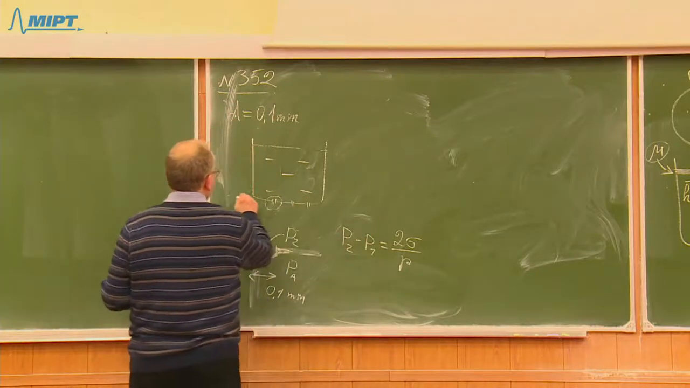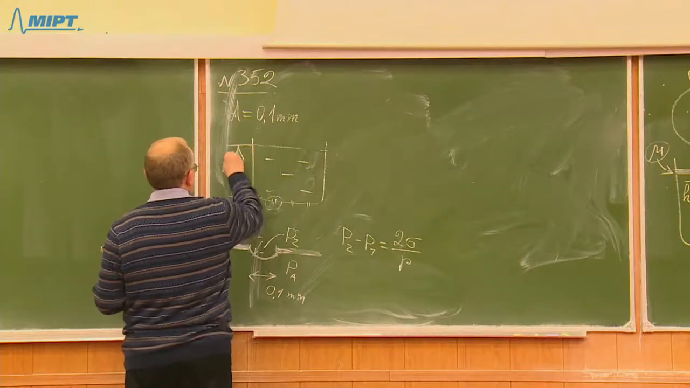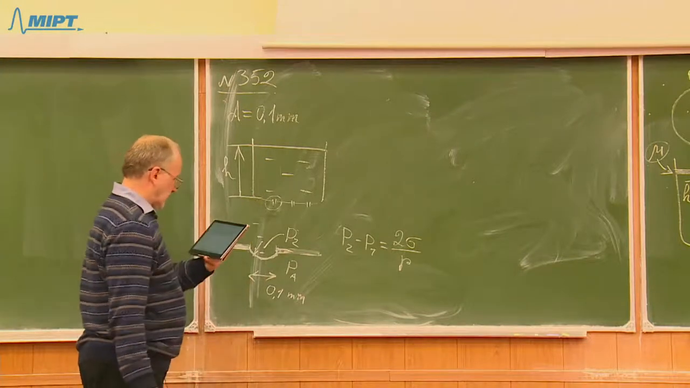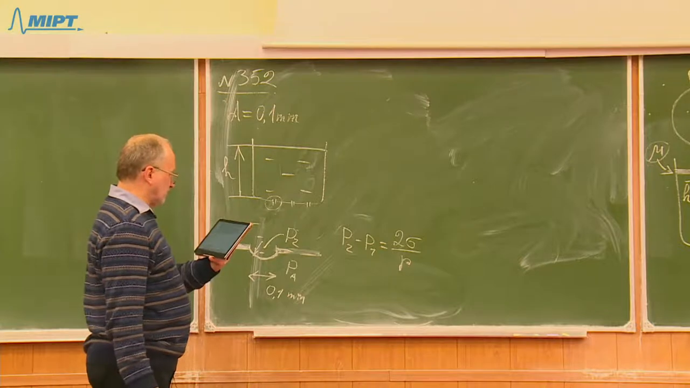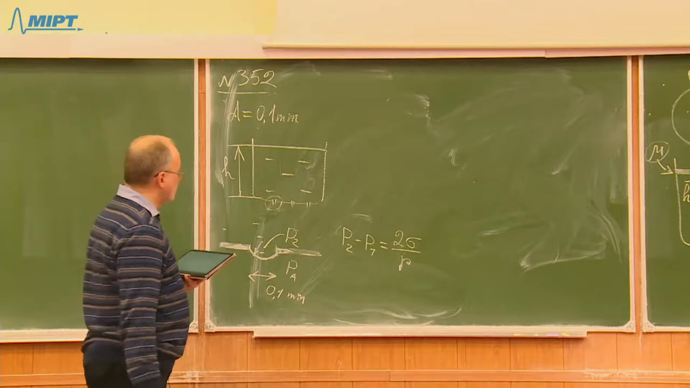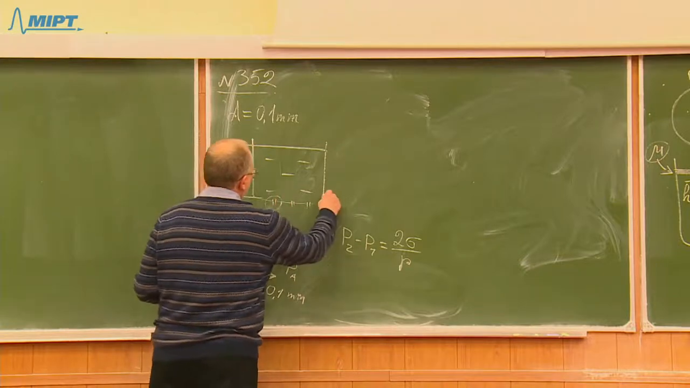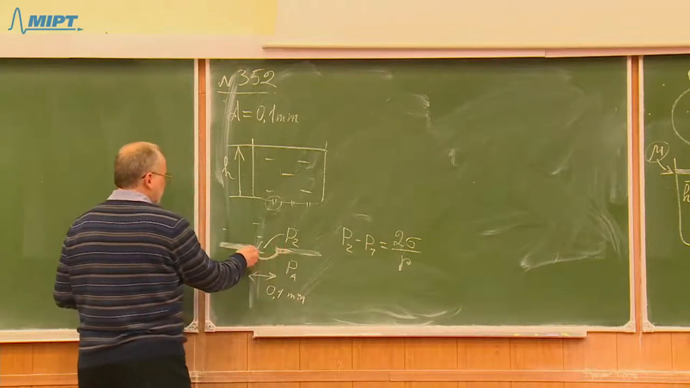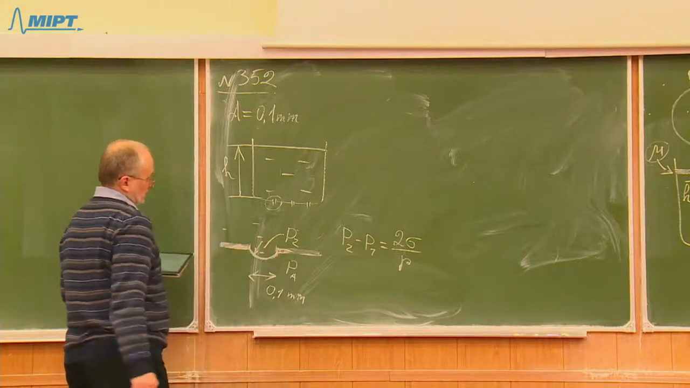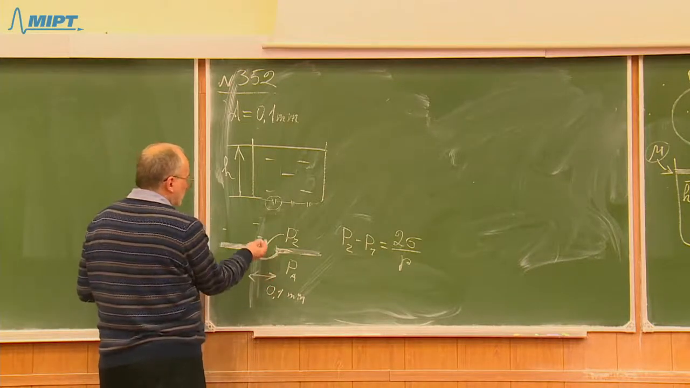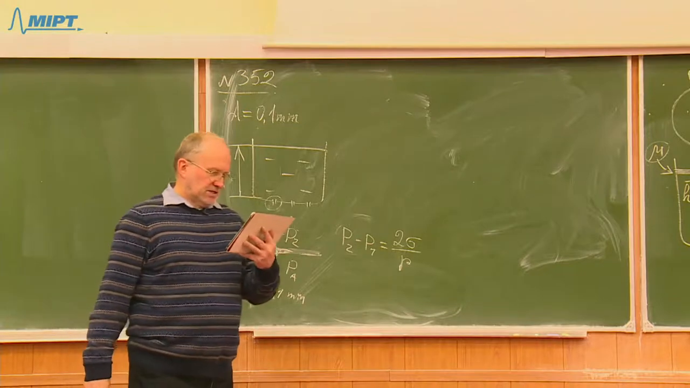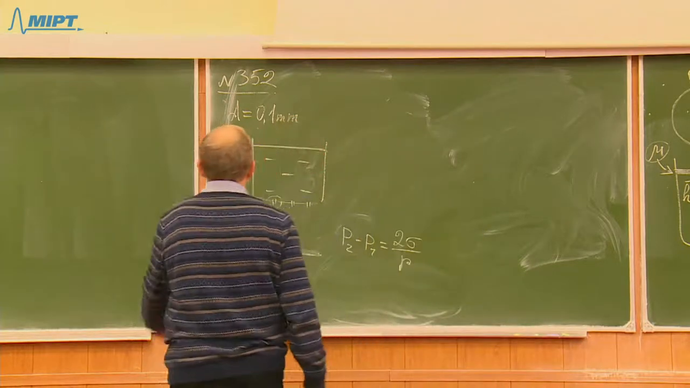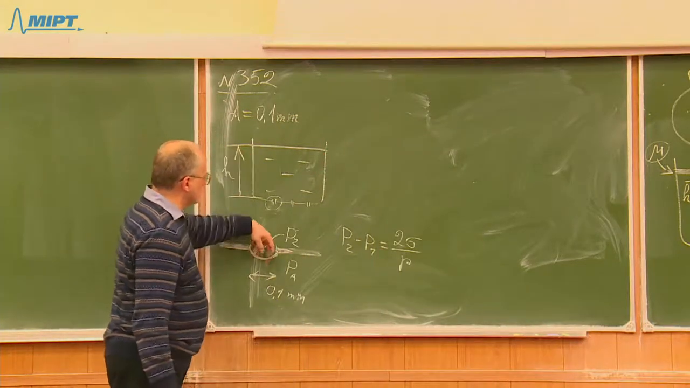That is, we have to find the maximum height of the water level in the vessel at which the water does not flow out. So if we pour just a small amount of water and the height is small, then the pressure here is small, and the forces of surface tension will be quite enough to hold the water and keep it from flowing out. So we have to find the maximum possible depth of water in this problem, the maximum possible height at which the water is not flowing out.